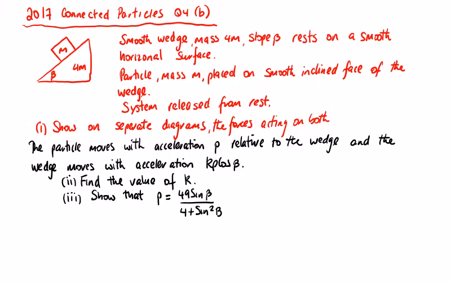2017 connected particles question. We are told there's a smooth wedge of mass 4m, slope beta, resting on a smooth horizontal surface. A particle of mass m is placed on the smooth inclined face of the wedge. The system is released from rest. Show on separate diagrams the forces acting on both. Well, we'll do that first.